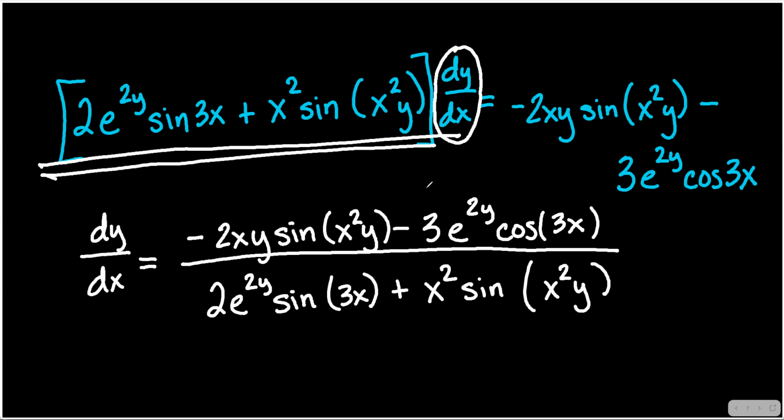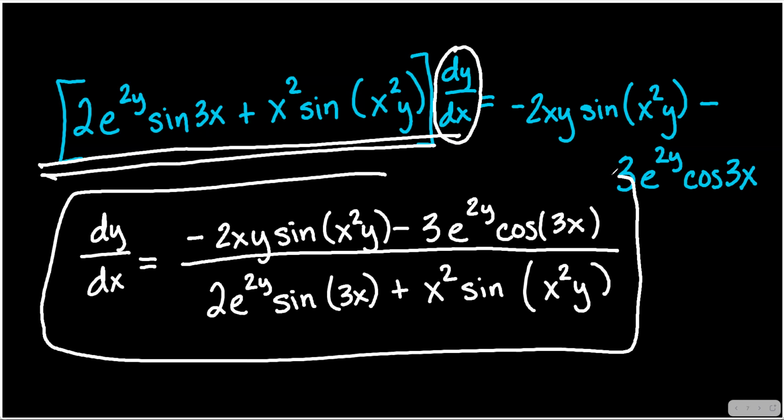And again, these can be moved around. Negative signs can be factored out. Things can be switched a little bit, but that's basically our answer to this problem. dy/dx is equal to those two quantities divided.